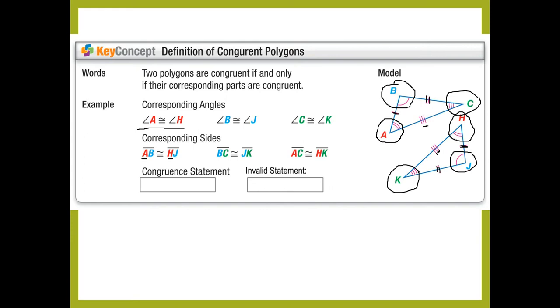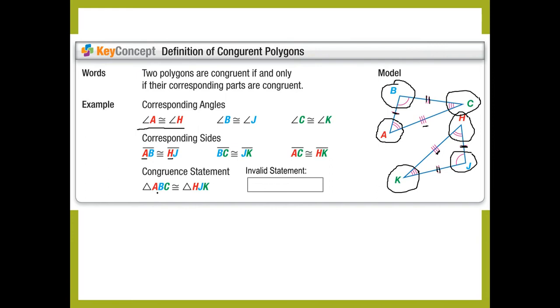Once we have our set of corresponding angles and our set of corresponding sides, we can make something called a congruence statement. This is telling us that one shape is congruent to the other shape. In this case, triangle ABC is congruent to triangle HJK.